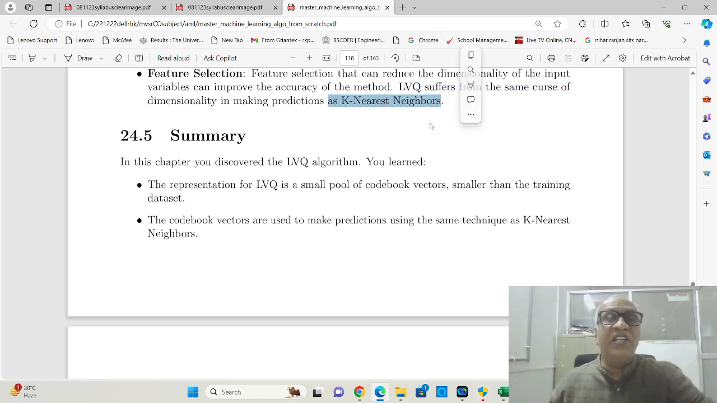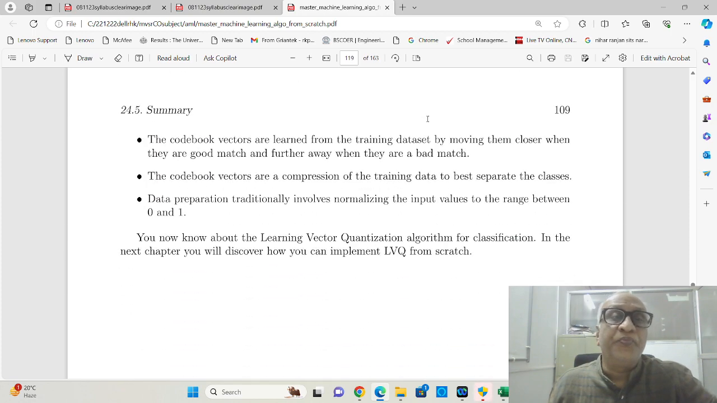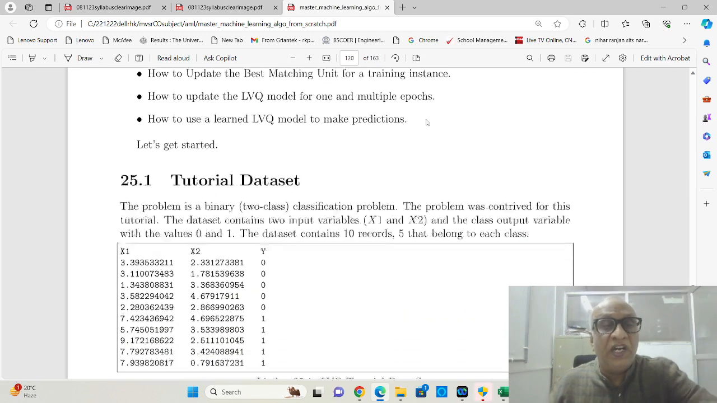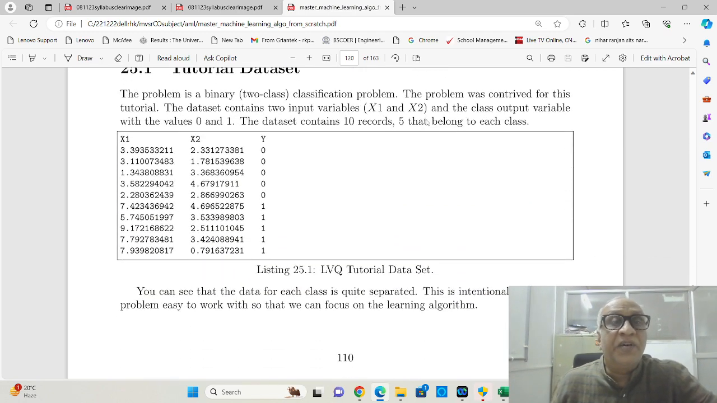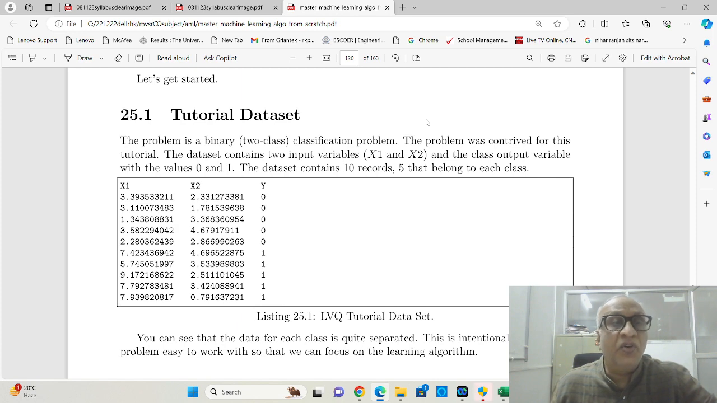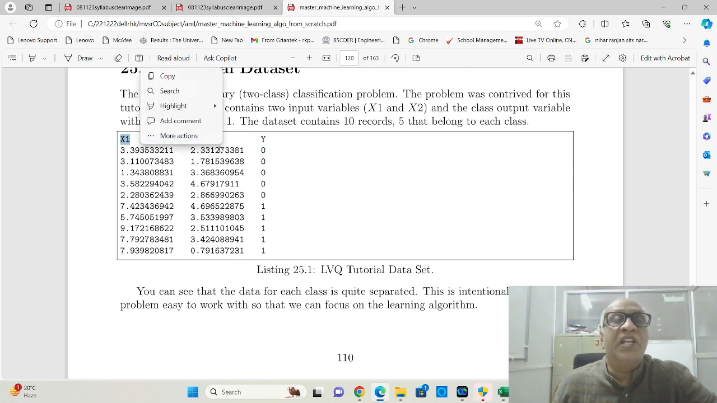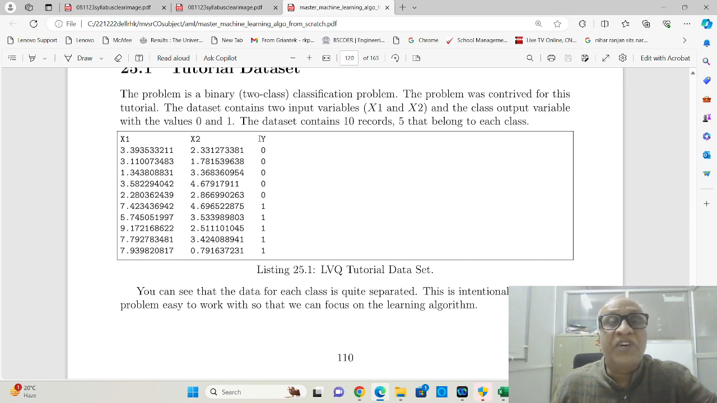Now let us directly see an example of LVQ, which will help us understand the concept. I'll take you to the example tutorial in the book by Jason Brownlee, Mastering Machine Learning. There are two classes, class 0 and class 1, so it's a binary or two-class classification problem. There are two variables, X1 and X2, and a class variable called Y.